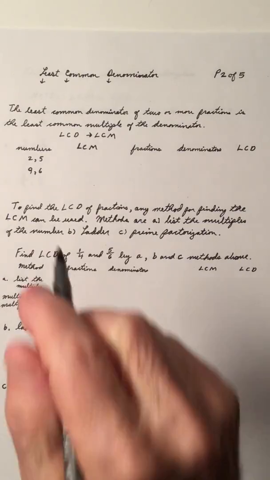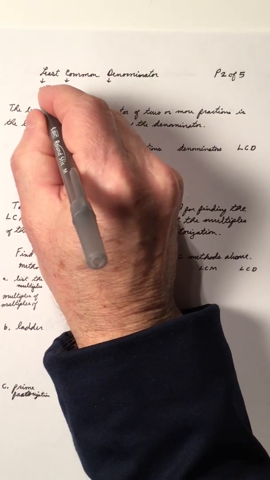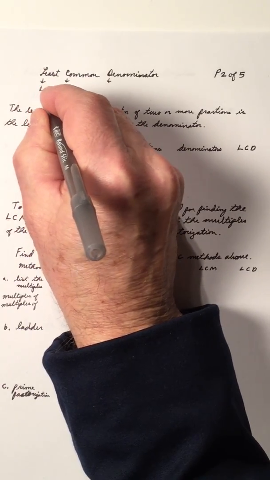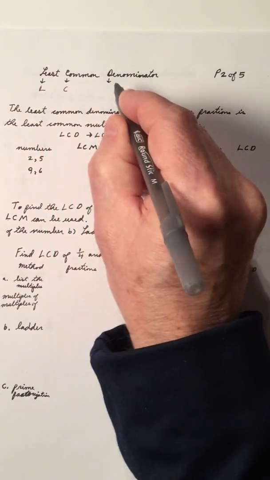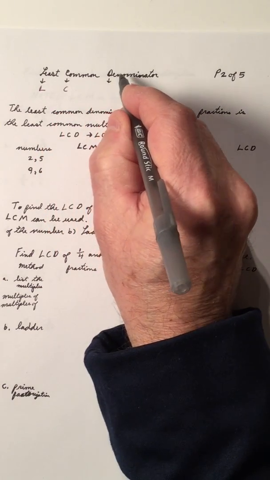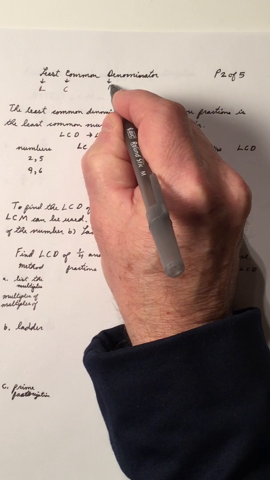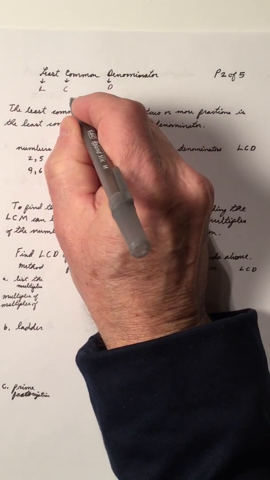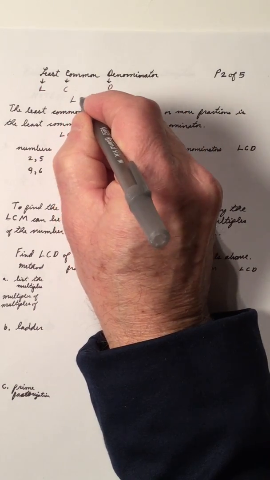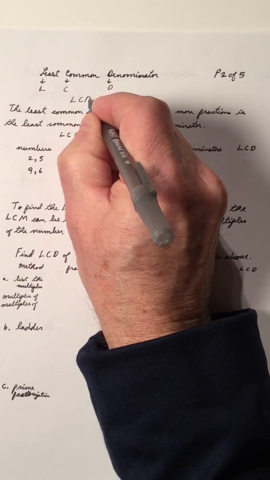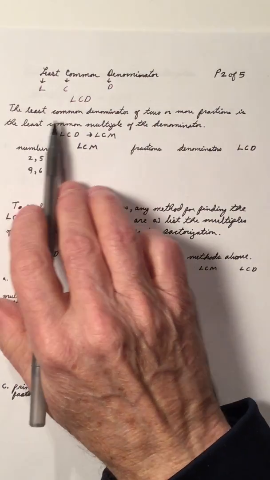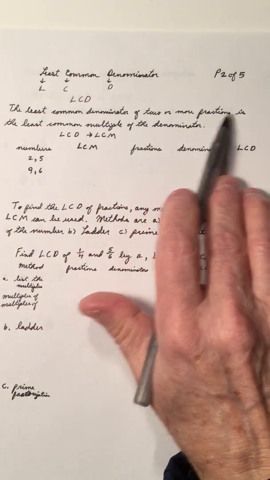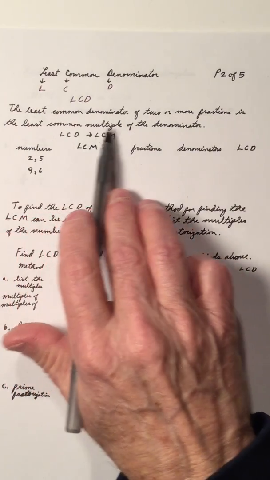Least common denominator. The first letter in least is L, the first letter in common is C, and the first letter in denominator is D. Put it all together and we have an abbreviation called LCD, least common denominator.